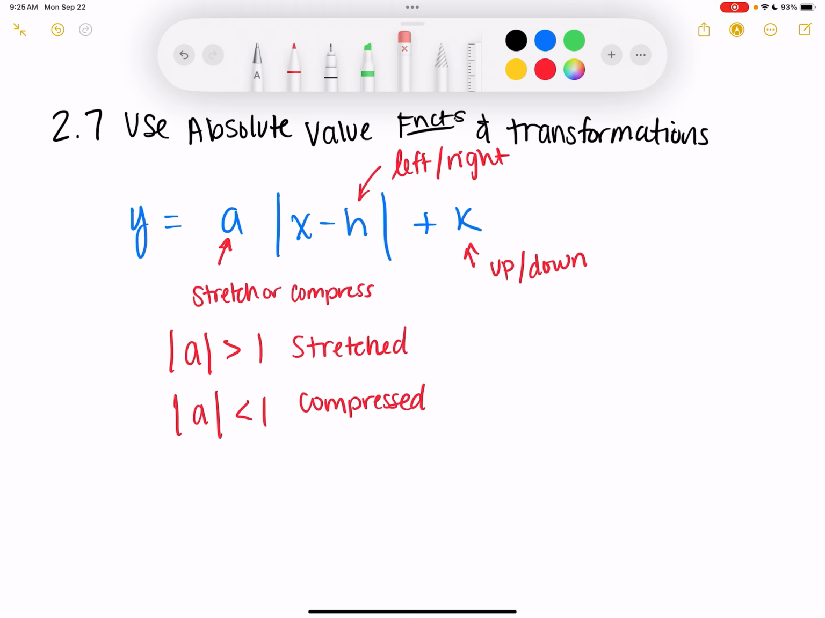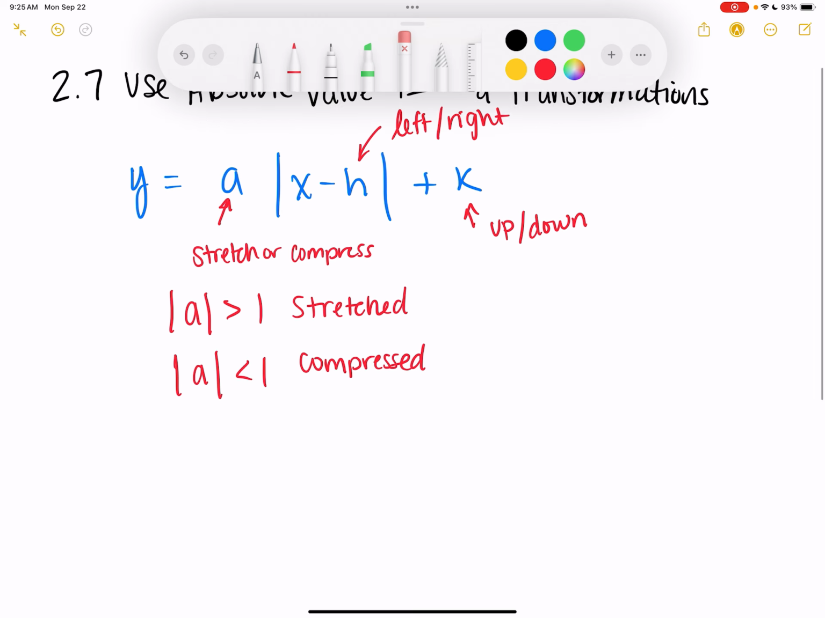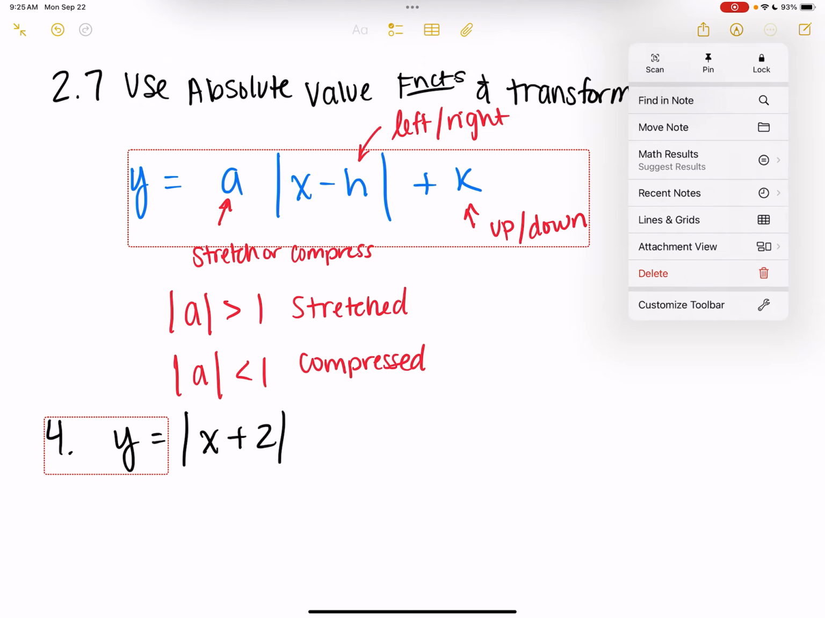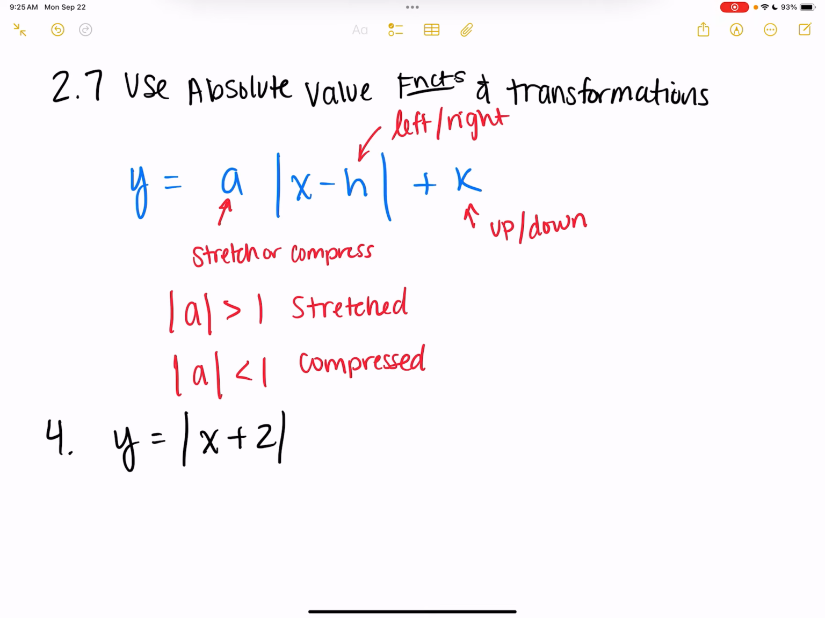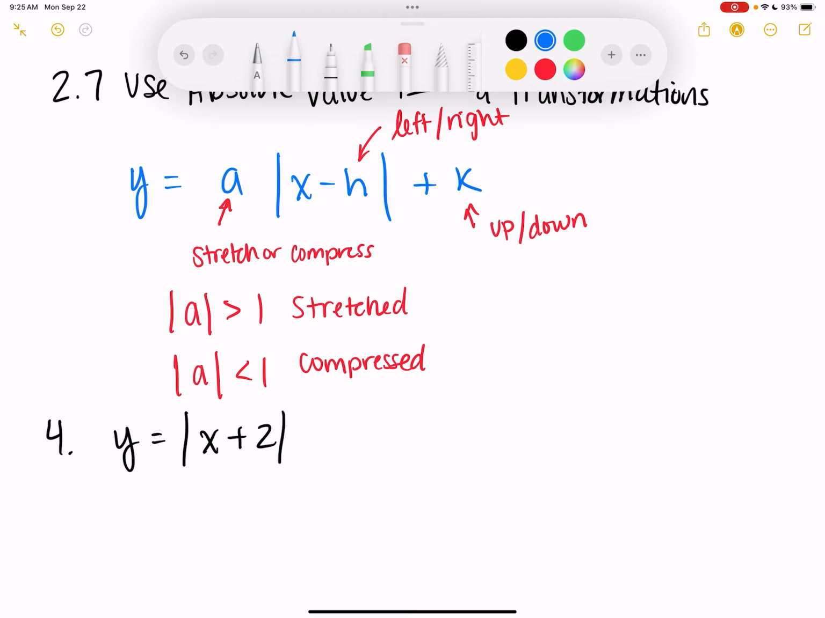All right. Graph the function, compare the graph with the graph of y equals the absolute value of x. All we're doing is the compare part. So number 4, y equals the absolute value of x plus 2. So this one, I have x plus 2, and so that's inside of that. So this is going to tell me if it is a shift to the left or the right. It goes opposite the direction of the sign. So since this is positive, this is going to be going left 2. And that's all you have to put.